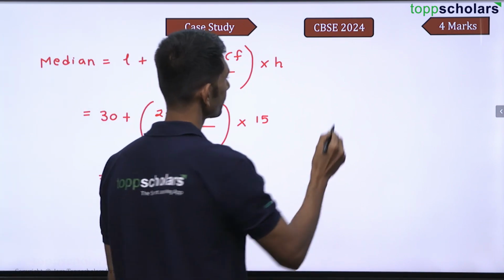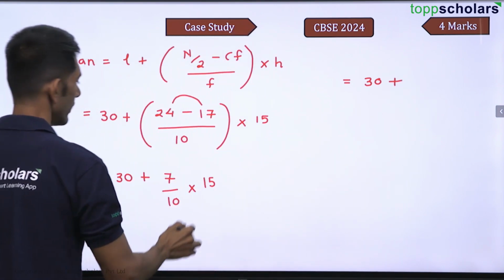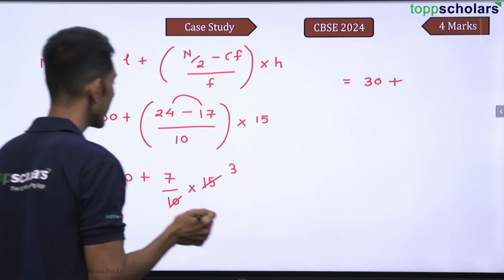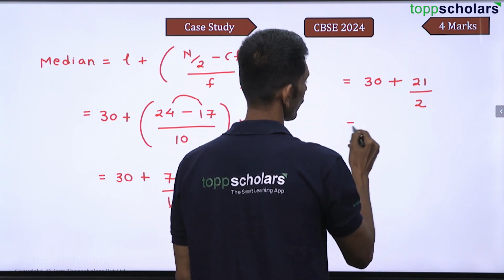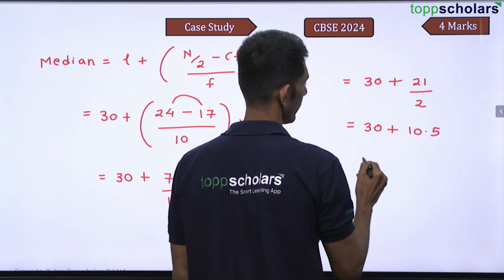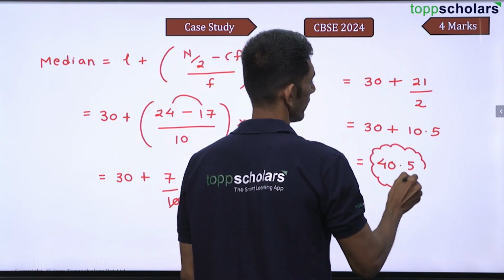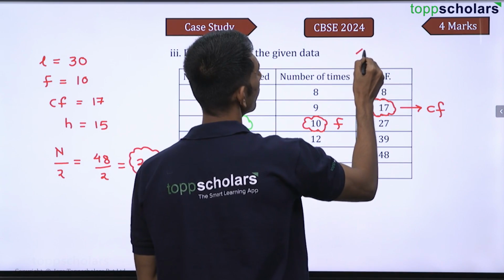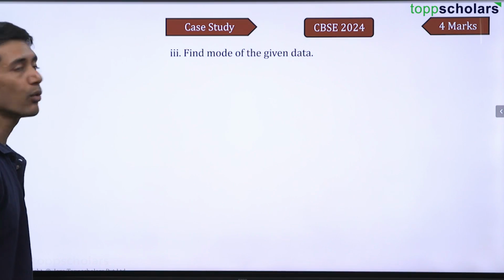So this becomes 30 plus, 7 3s are 21. So 21 divided by 2. So that is equal to 30 plus 10.5. So that is 40.5. So 40.5 is nothing but the median. So median is 40.5. Easy? Okay.